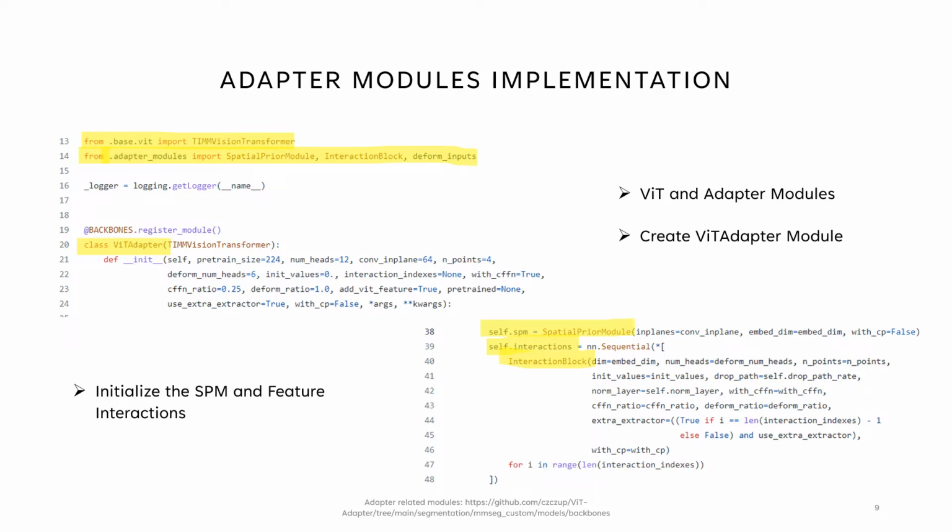The ViT-Adapter.py file then uses the modules from the adapter file to implement the SPM, injector, and extractor. The code on this slide is from the ViT-Adapter file. First, you see that the plain vision transformer and adapter modules are imported. A module is then created for the ViT-Adapter, where adapter modules are then initialized for utilization on the right. Next, I will talk in more detail about the adapter modules themselves and the code used to implement them.